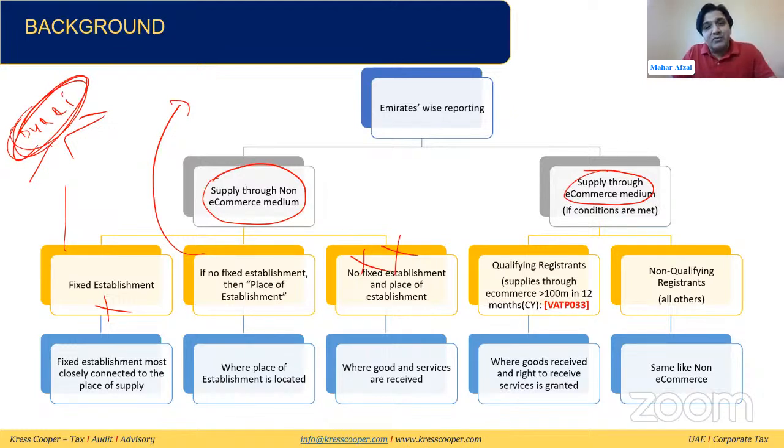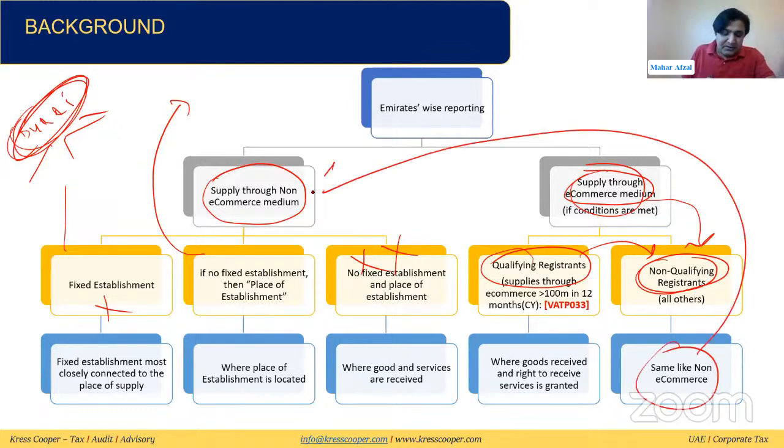If the supply is being made through the e-commerce medium, now the question arises whether the value of the supply made through the e-commerce medium is more than 100 million or less than 100 million. If the value of the supply is less than 100 million, in the public clarification they have called this a non-qualifying registrant, and a qualifying registrant otherwise. I am assuming this is a non-qualifying registrant. If the value of the supply made through the e-commerce medium, website, app, whatever we discussed in detail, is below the threshold, then the treatment will be 100% the same as the supply through the non-e-commerce medium.